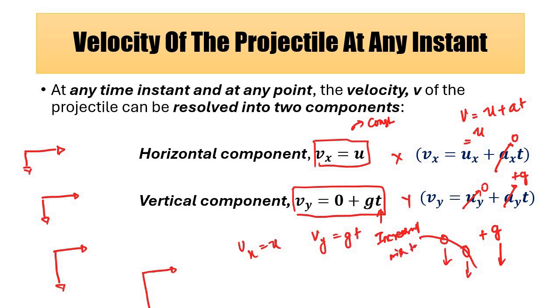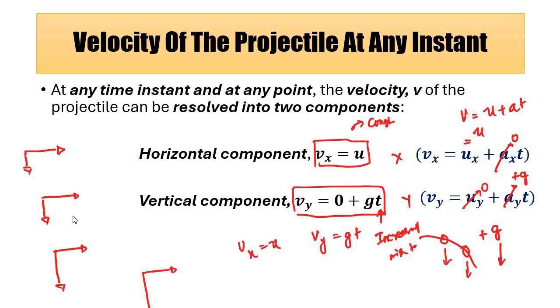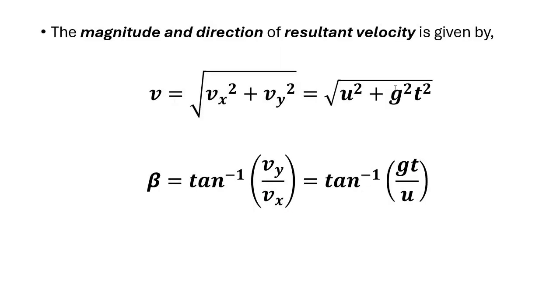So at any instant, at any of the intermediate points, let's say here, we can use these two formulas, Vx is equal to u and Vy is equal to gt, to determine the net velocity, which is equal to root over of Vx square plus Vy square, which is equal to root over of u square plus g square t square. This gives us the magnitude of intermediate or final velocity depending upon the position.